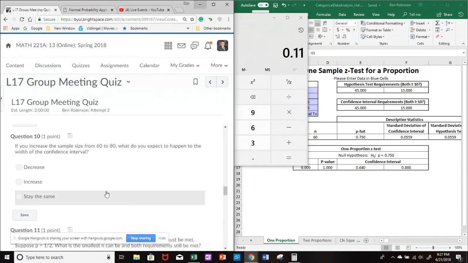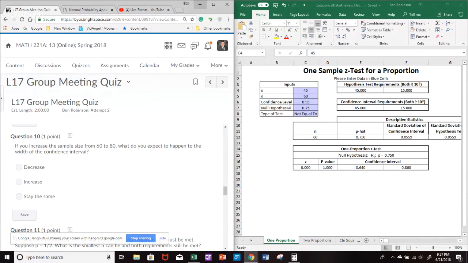Is it my turn? I think it's mine. Okay, go ahead. If you increase the sample size from 60 to 80, what do you expect to happen to the width of the confidence interval? So it will decrease. Right. Less room for error, the bigger the sample size.